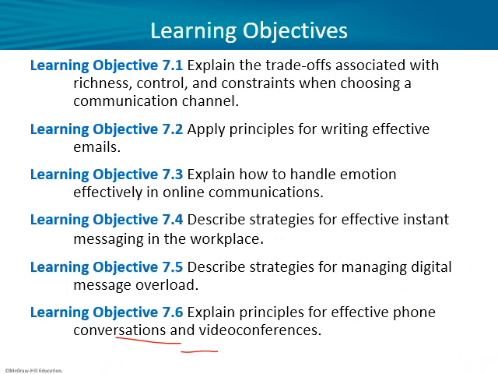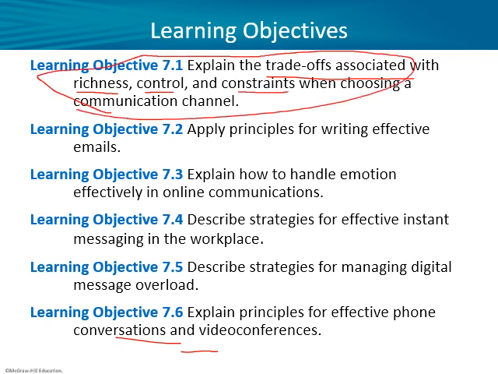All right, and here are the learning objectives for today. We've got six of them. We'll talk about the trade-offs associated with the richness, control, and constraints when choosing a communication channel. And these are very good terminology to work with, I think. It's very useful. We'll talk about principles for writing effective emails. Always a big one for me.